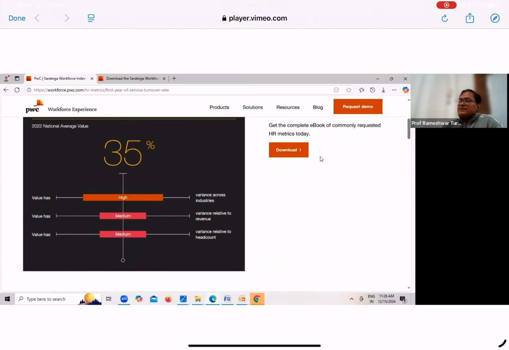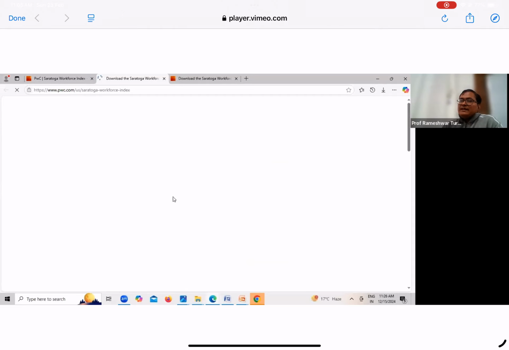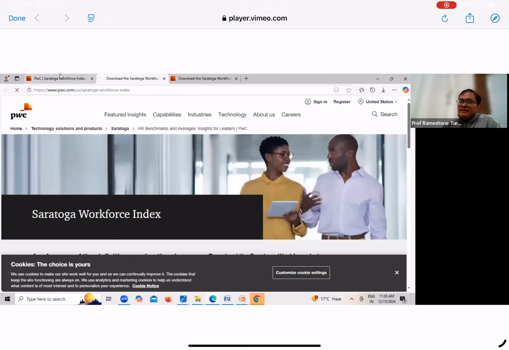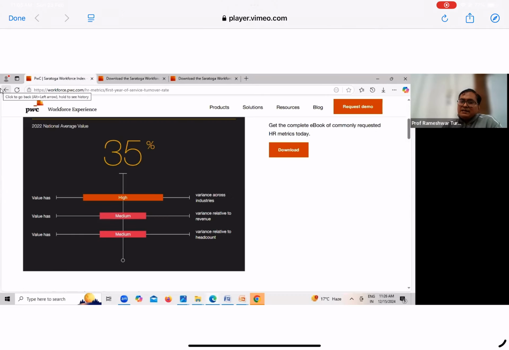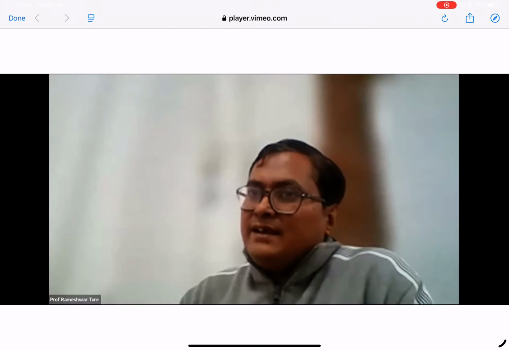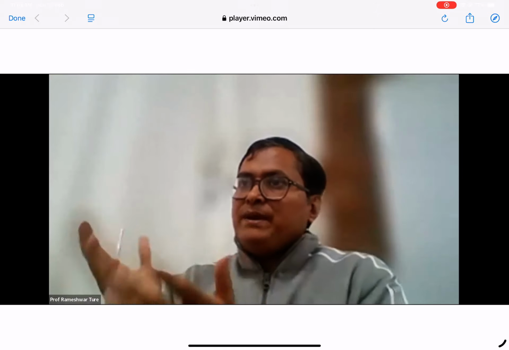And you can get industry-wise reports, detailed reports, and you can compare. These are either paid or free services. Previously, the Society for Human Resources also used to give reports like this. In India, we don't have many reports available. That gives you something to compare with others.